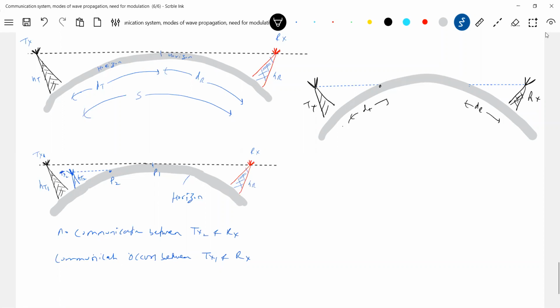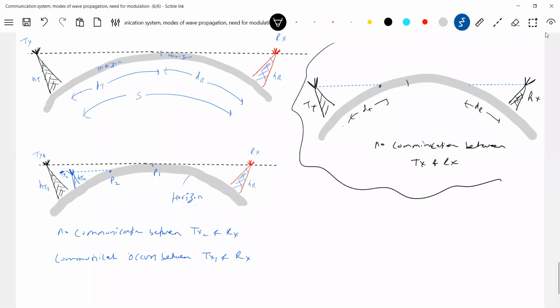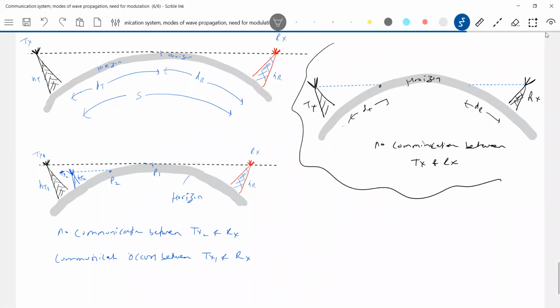No communication between TX and RX here for this diagram. So who is putting the limit? The origin of the earth. So therefore, shall I say that the shape of the earth is the biggest problem. I overcome this by proper designing of that. So I'm interested in that range. I'm just bothered about the range.